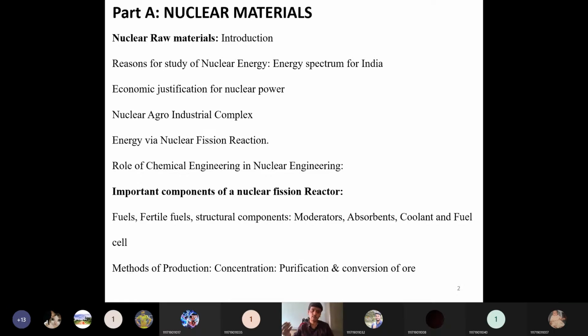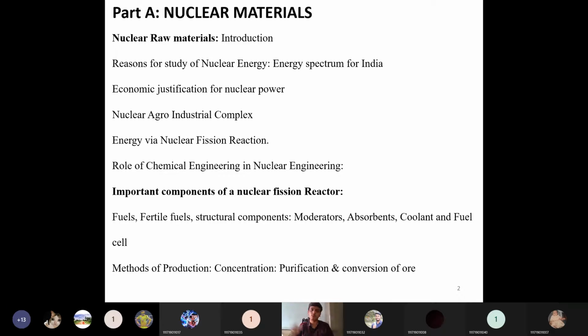The next topic will be the energy via nuclear fission reaction. There are two types of reaction: one is the fission reaction, another is the fusion reaction. Generally the fusion reaction happens naturally in our sun, and whatever heat we encounter is due to fusion reaction. But in nuclear energy production, we use the fission reaction. What is the difference between fission and fusion reactions? We will be discussing it in detail.